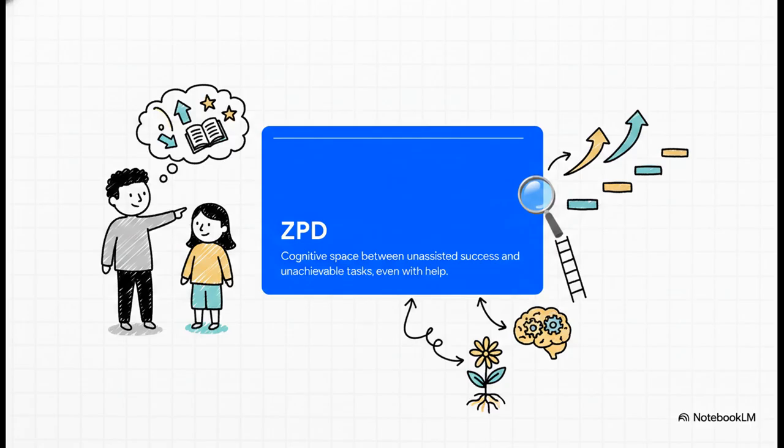Well, it all traces back to the theorist Lev Vygotsky. Vygotsky argued that cognitive development is inherently social. It doesn't just happen in a vacuum. He coined a brilliant term for this, the zone of proximal development, or ZPD. Think of ZPD as this fertile, magical space right between what a student can do completely on their own and what they absolutely cannot do, even if you help them.